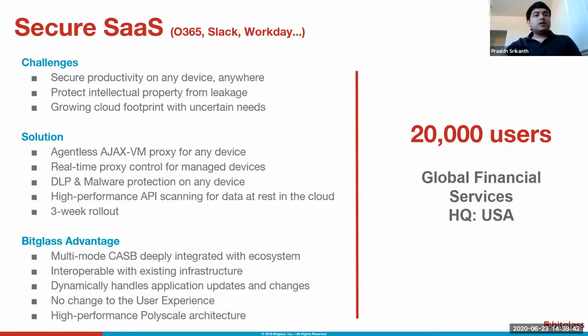And they also liked our Ajax VM capability, which is a reverse proxy solution. The reason it is able to provide the reverse proxy is that it proxies the traffic that goes through and enforces controls right from the time the user logs into an application till the time he logs out of that application. So the ability to enforce controls is something that was unique to BitGlass.